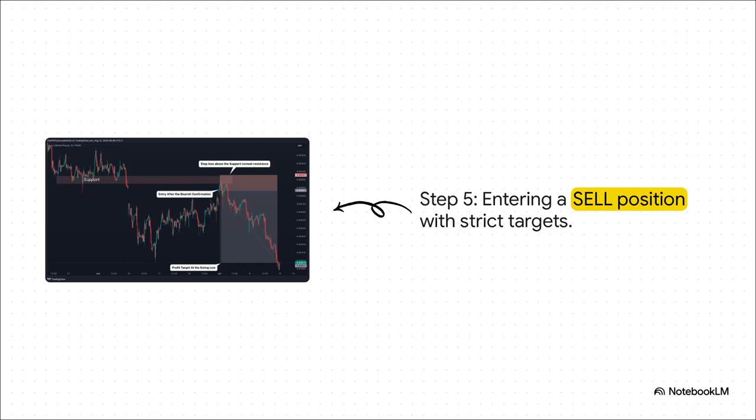But notice how we're defining our parameters here. You've got to place a stop loss just above the new resistance level to protect yourself just in case the market does something crazy and unexpectedly reverses. And for your take profit, you set a target at a recent swing low. This creates a highly structured, super calculated trade setup.